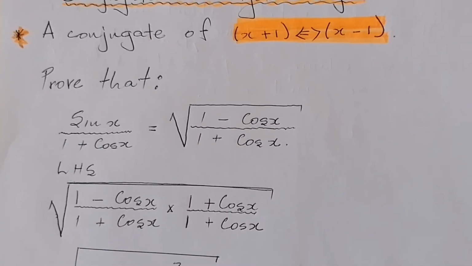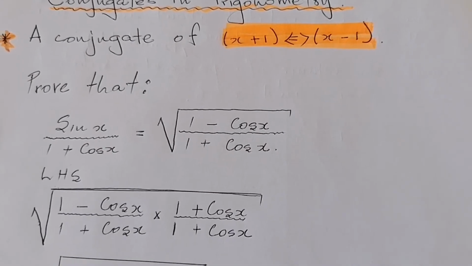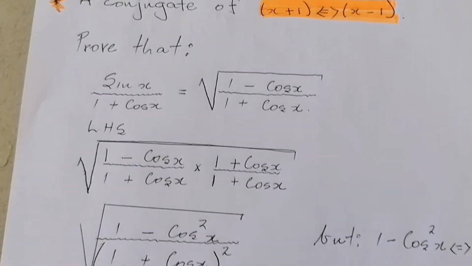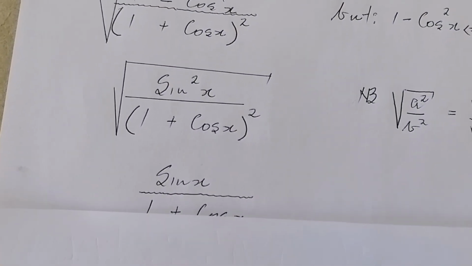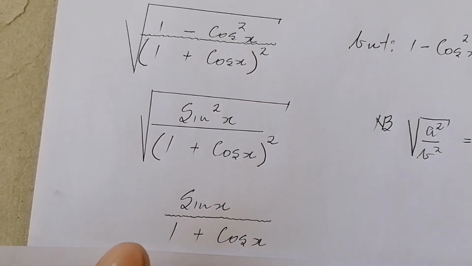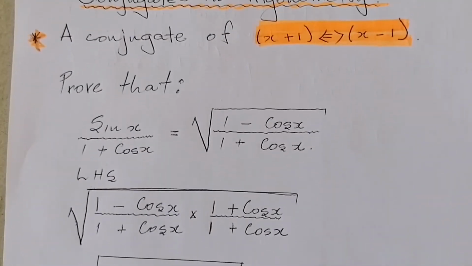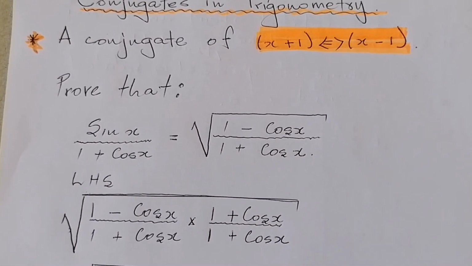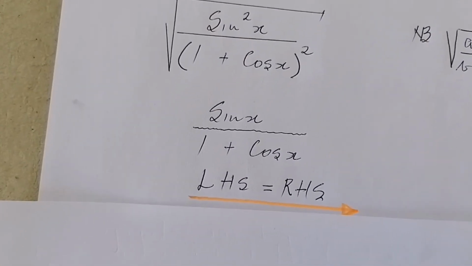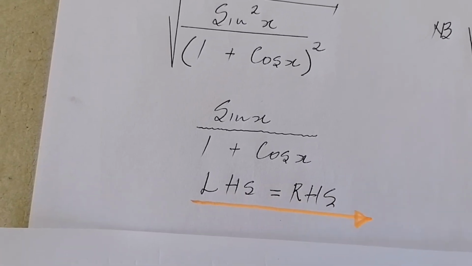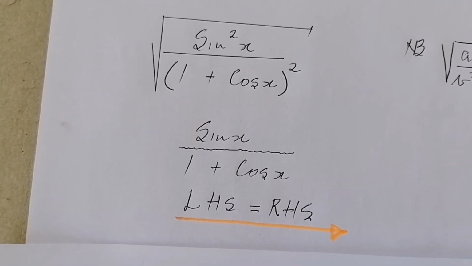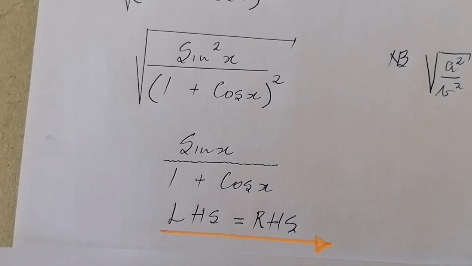Going back to what they wanted us to do, they wanted us to prove that this side is exactly the same as that side. Now, if you look at what we did here, we have proved that the square root of 1 minus cos x divided by 1 plus cos x is sine x divided by 1 plus cos x. And that means the left-hand side is exactly the same as the right-hand side.